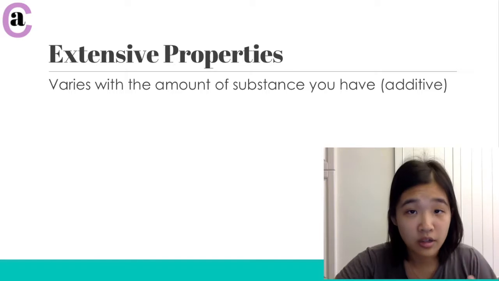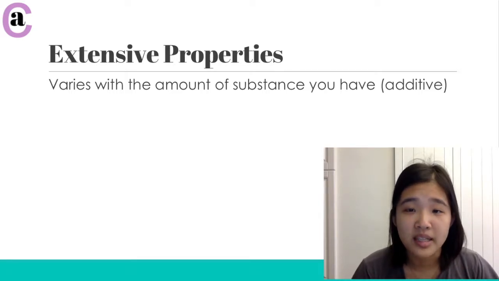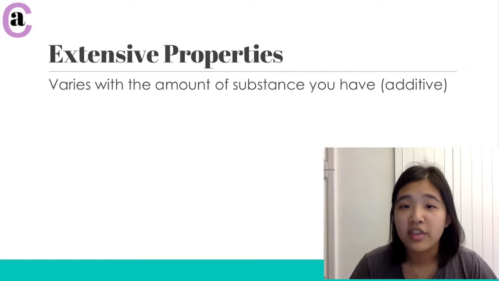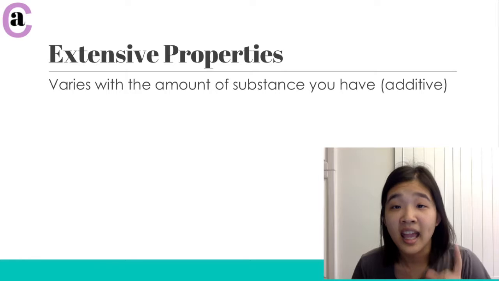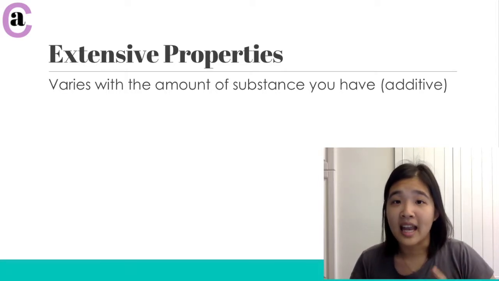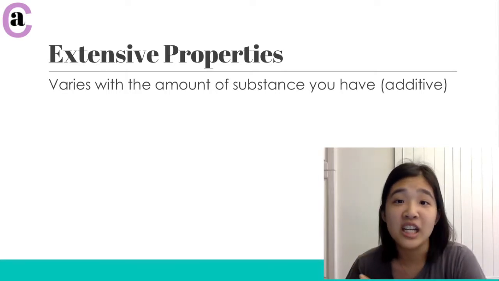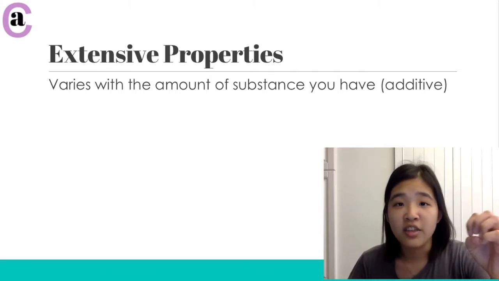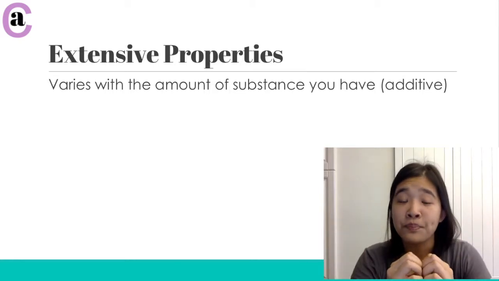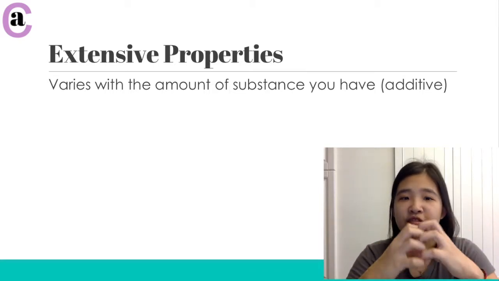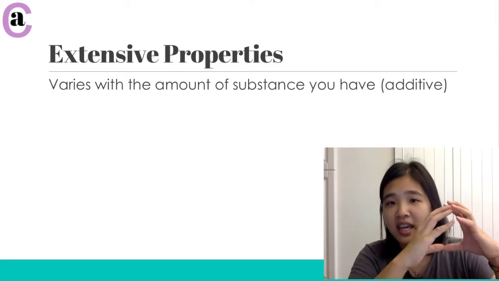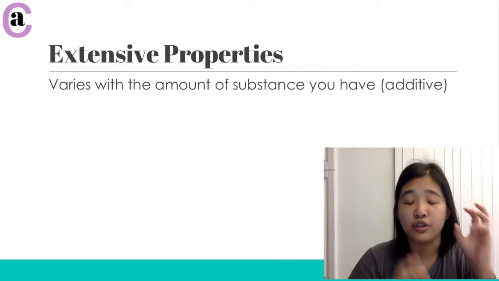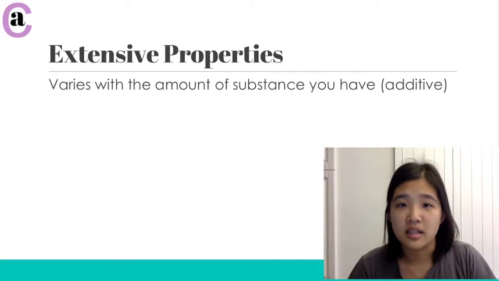Okay, now by contrast, we have extensive properties. Extensive properties are additive. They vary with the amount of substance that you have, and the additive part means that if you add one thing and another thing together, the final extensive property of the end result is going to be just the sum of the two original substances.